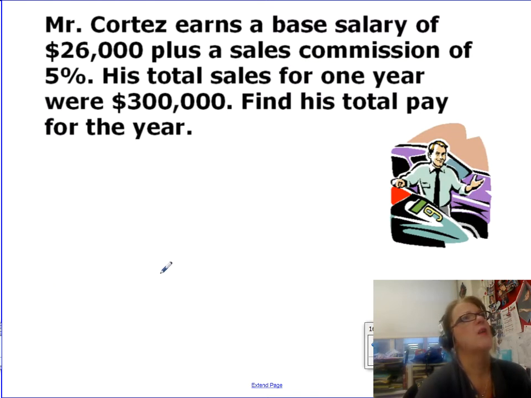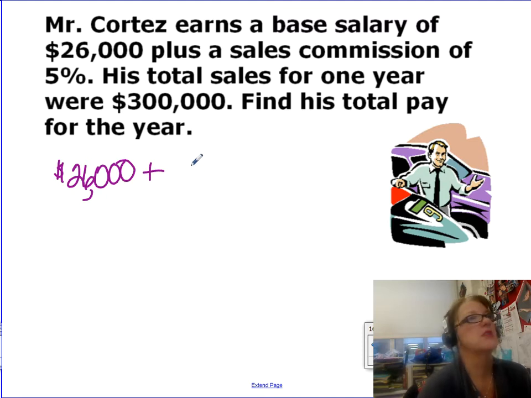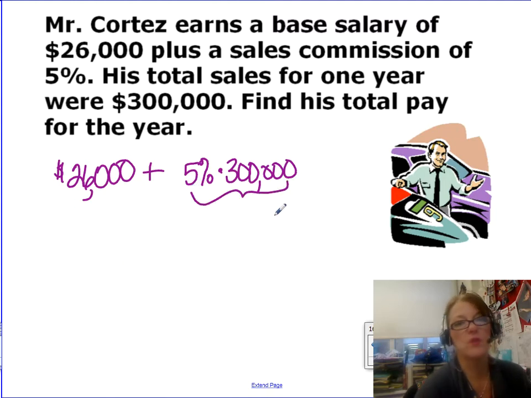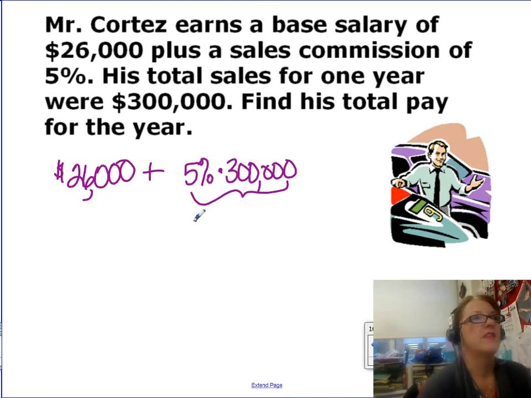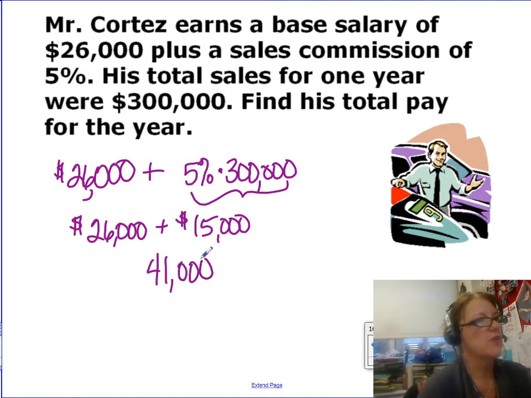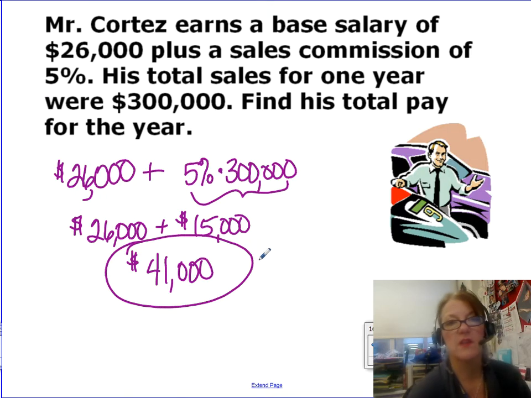All right. How about this one? Mr. Cortez, for an annual salary, gets $26,000, plus he gets a commission. And his commission is going to be 5% of whatever the sales are. If his sales are $300,000 for the year, now figure out what his total pay for the entire year is. So once again, we just grab our handy dandy calculator and take 5% of $300,000. This is $15,000 plus that initial base salary, $26,000, to end up with $41,000. I don't know if many places work where you only get a commission. A lot of places do offer a flat base salary and then a certain percentage on top of it.